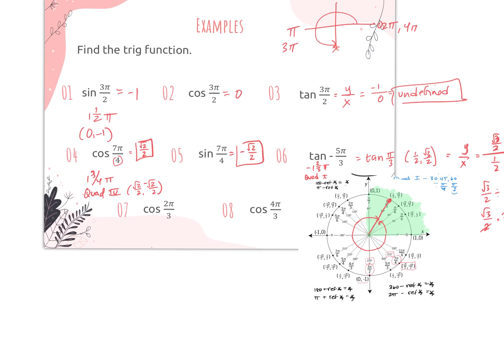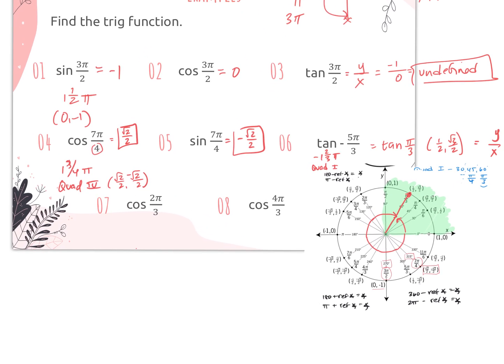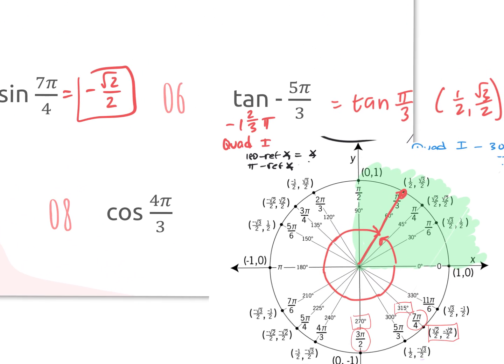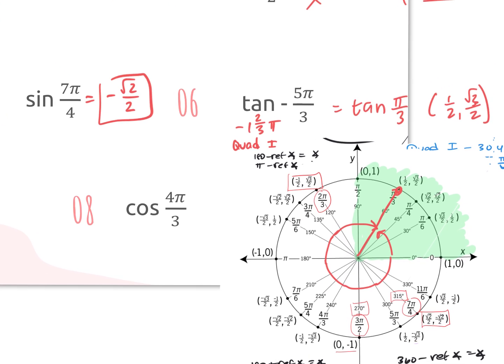Last two, I've got the cosine of 2 pi over 3. So this is close to 3 pi over 3, which would be pi. So my guess is this would be in quadrant 2. So let's look for 2 pi over 3 in quadrant 2, and there it is. Here's my xy combination, and it asks me for cosine, which means it wants the x value of that, which is negative 1 over 2.